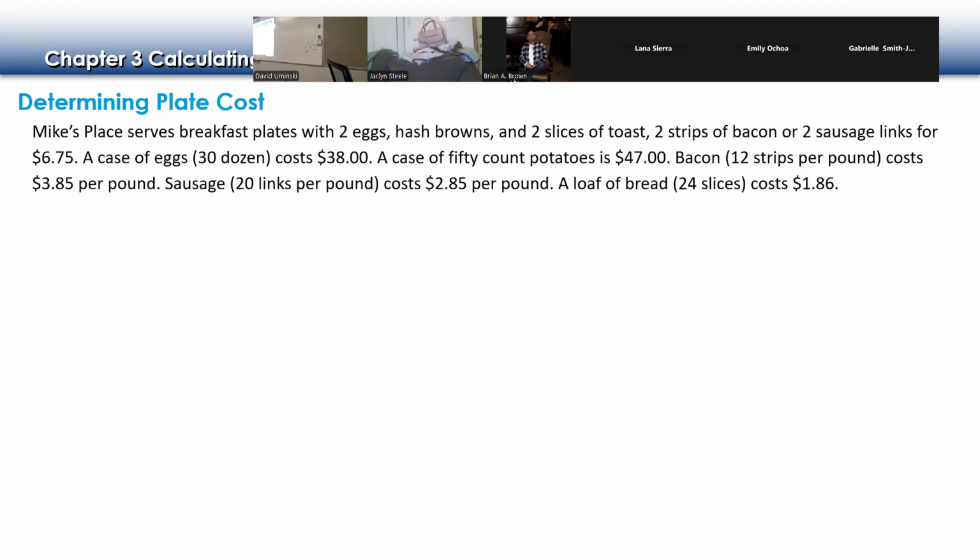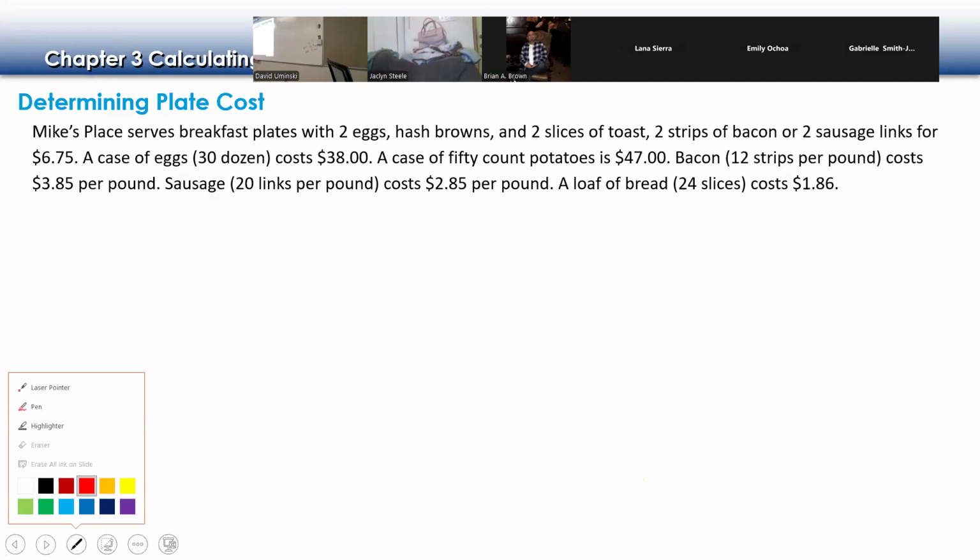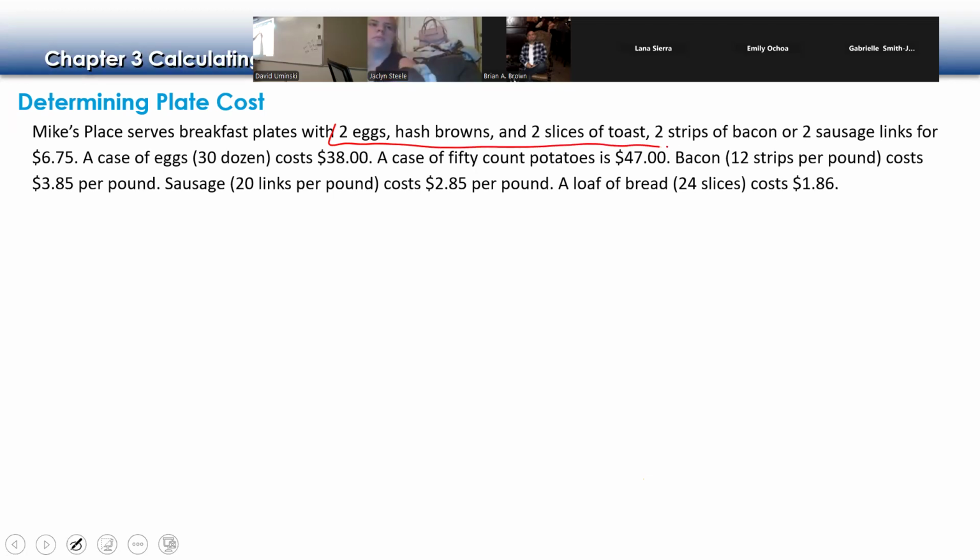So this is kind of bringing a lot of the costing out together. This is also bringing together the standard recipe. So for our standard recipe, we have 2 eggs, hash browns, 2 slices of toast, and 2 strips of bacon or sausage links.